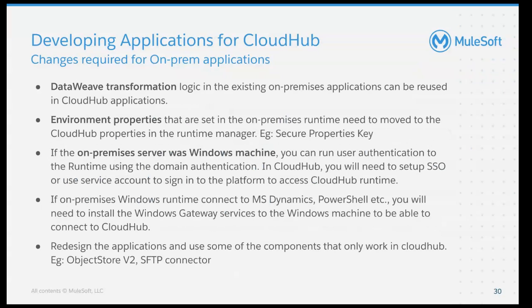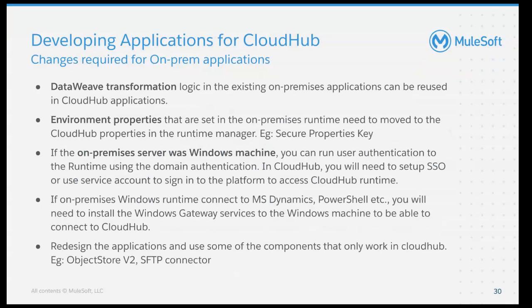So all that needs to be changed when you're doing your CloudHub implementation. The next thing is the on-premises server, right? If you're using an on-premises Windows machine, the way you would have logged in before was basically with Windows authentication to log into your system and make changes.